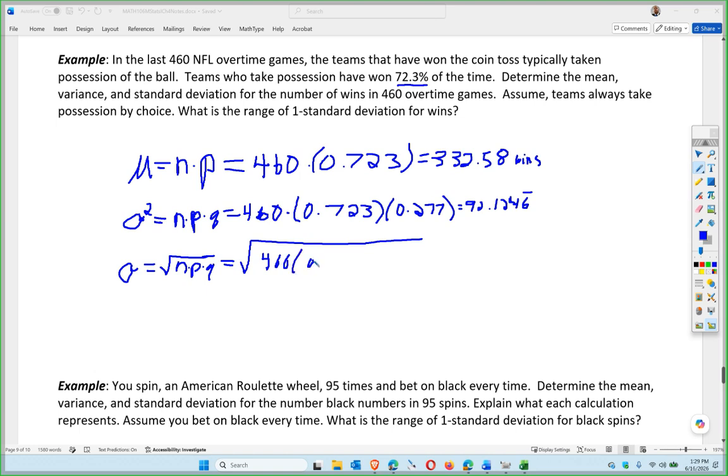So essentially, what you want to do is actually square root it. Don't round, then round again. That's the problem. You don't want to round twice, okay? So just don't bother calculating the decimal value of the first one. Just square root it, get your standard deviation. So that's about 9.5 wins, so 9.598 wins, essentially. Okay, so we want the range of one standard deviation, right?